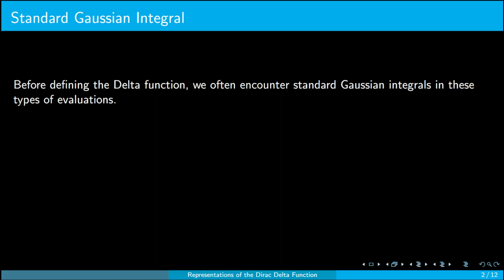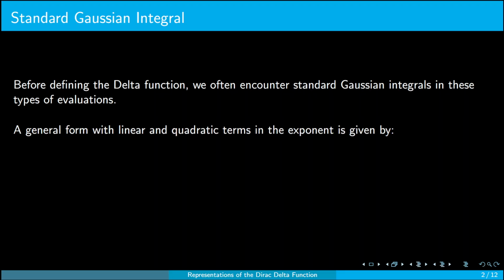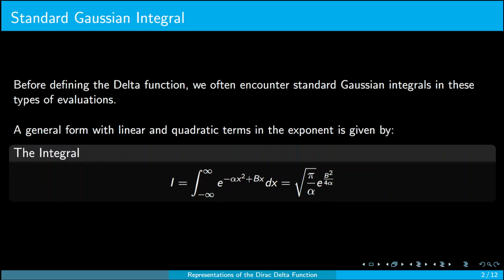Before defining the delta function, we often encounter standard Gaussian integrals. In these types of evaluations, a general form with linear and quadratic terms in the exponent is given like this: integral I equals minus infinity to infinity e raised to the power minus alpha x square plus beta x dx, equals square root of pi upon alpha into e raised to the power beta square upon 4 alpha. So we have done this in our previous video.